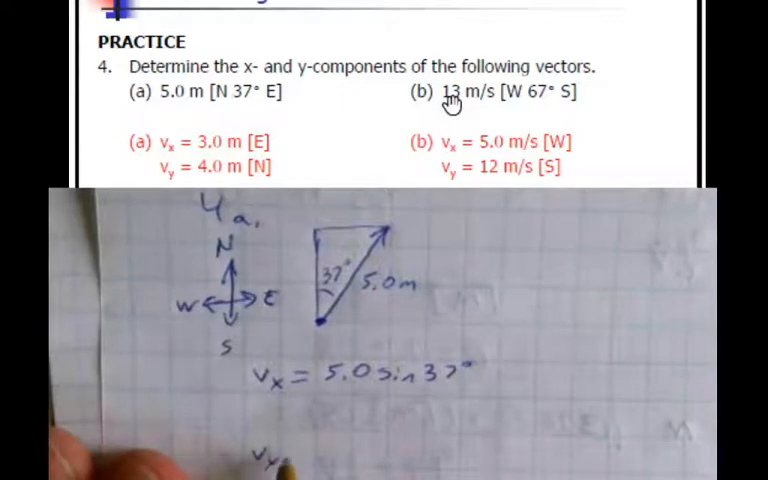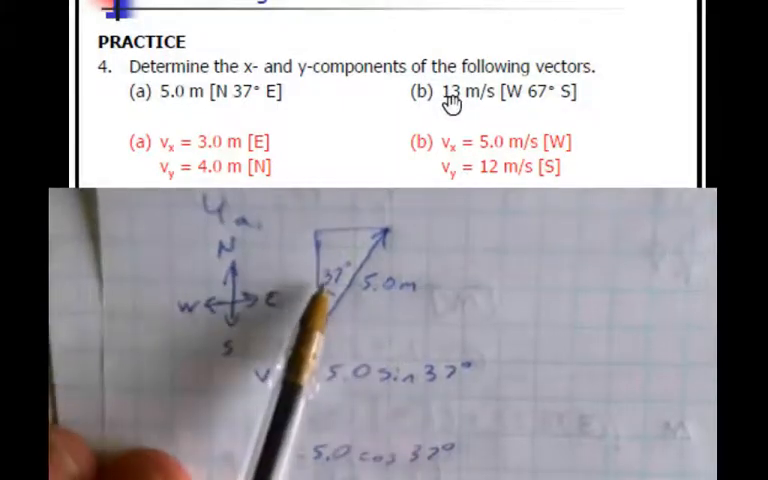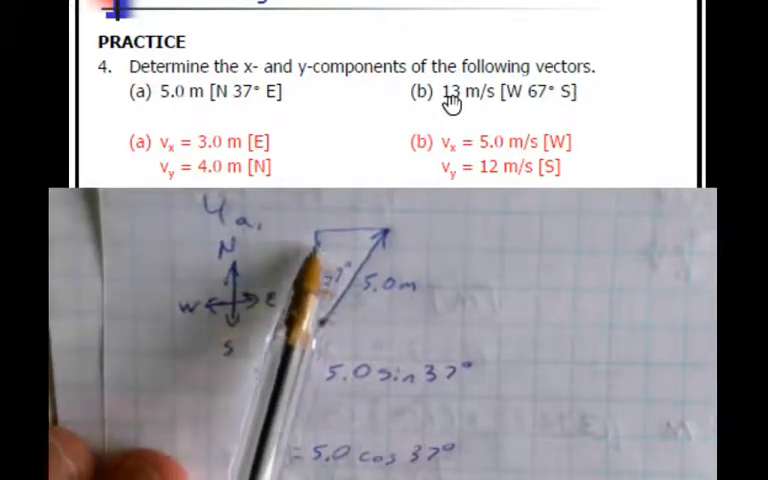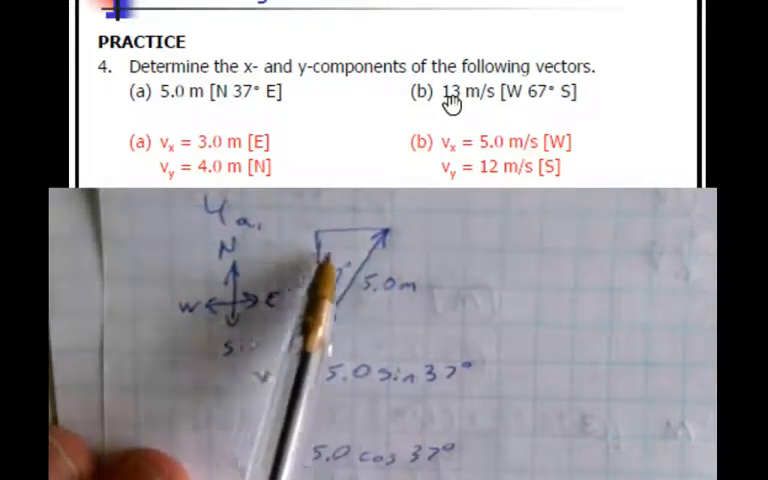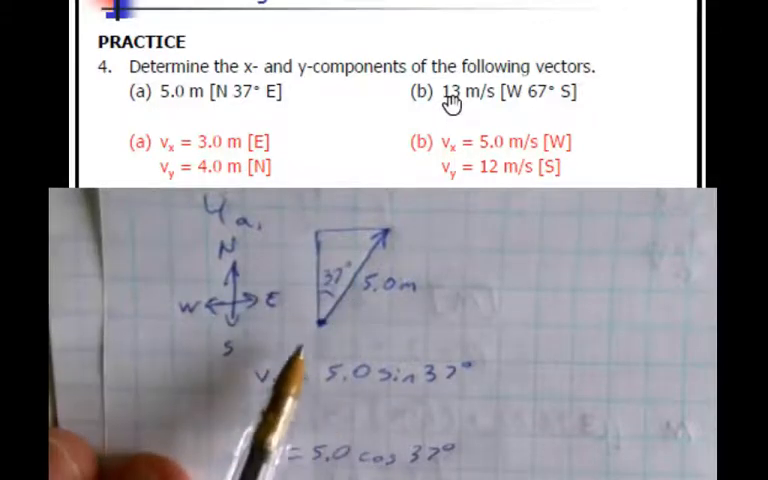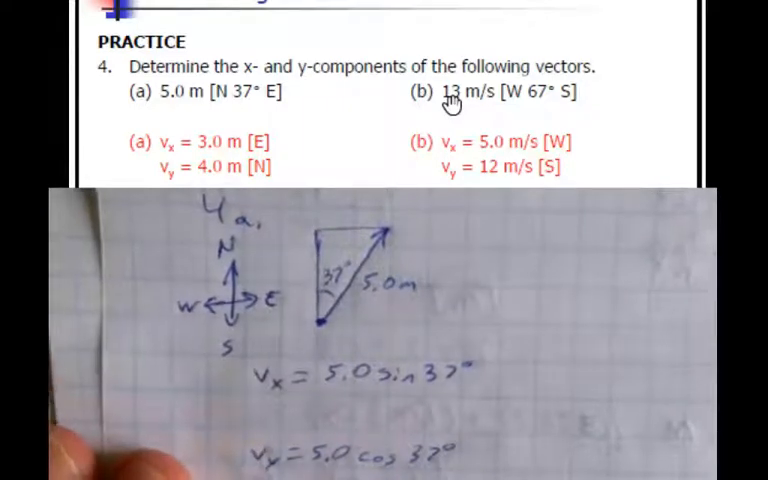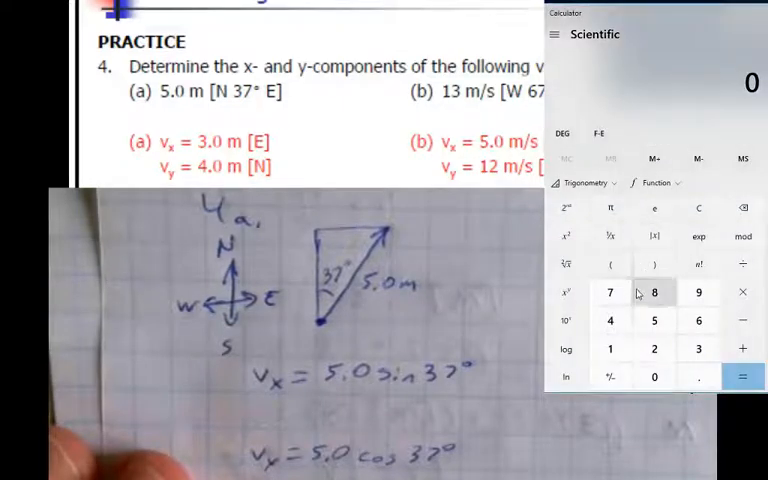And for my y, it's the same as 5.0 times the cosine of 37 degrees. The sine of 37 degrees finds this opposite side, which is my x component, that's my east component of this vector. The cosine finds this side here, which is my y component. So let me share my calculator with you here so that you can see just how I calculate this as well.